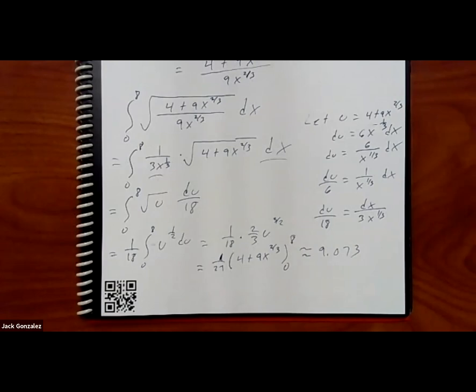Okay, this is another one that has a trig function, which is a little easier because when you have trig and squares or square roots, you can do some trig identities. Here we have to do some weirdo algebra.